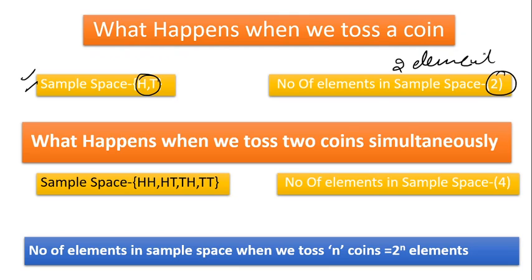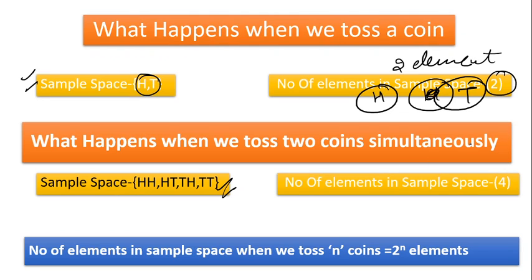Two elements means it may be either head or tail. What happens when we toss two coins? When we toss two coins, the sample space is written as: on the first toss we get head, and on the second we also get head; it may be head-tail, tail-head, or both tail. The number of elements in that sample space is four.